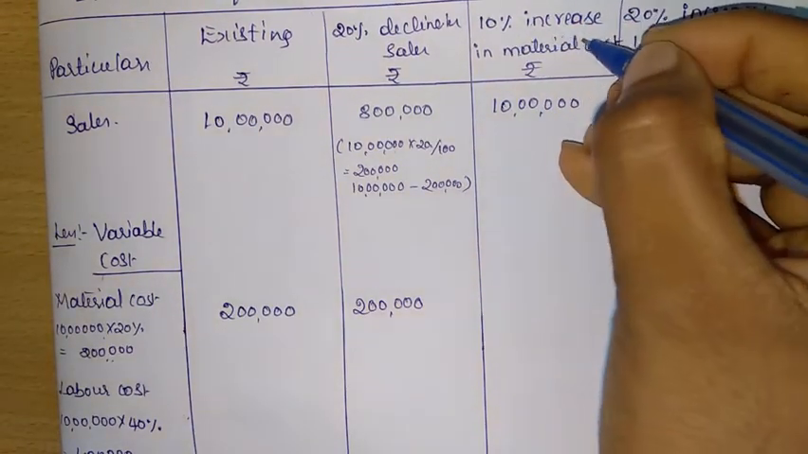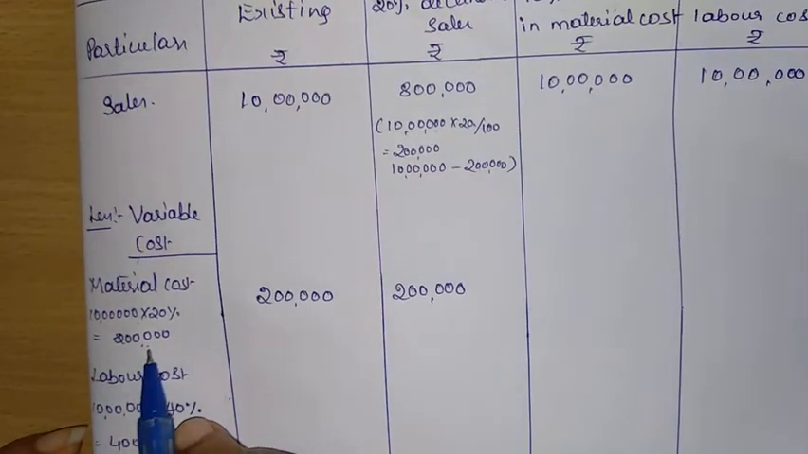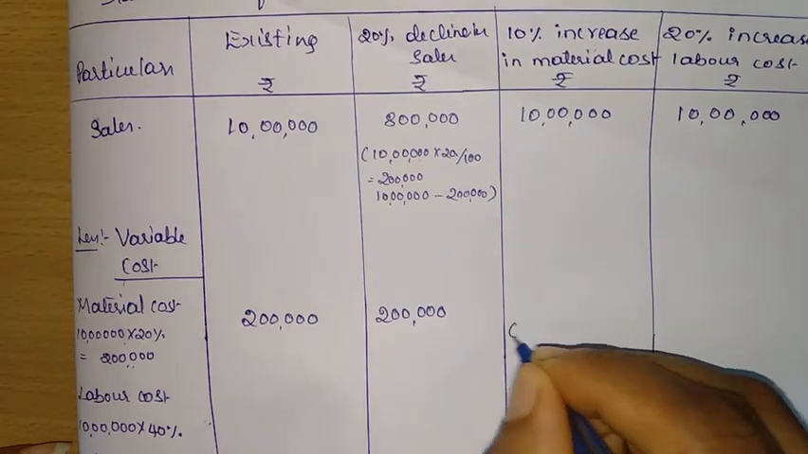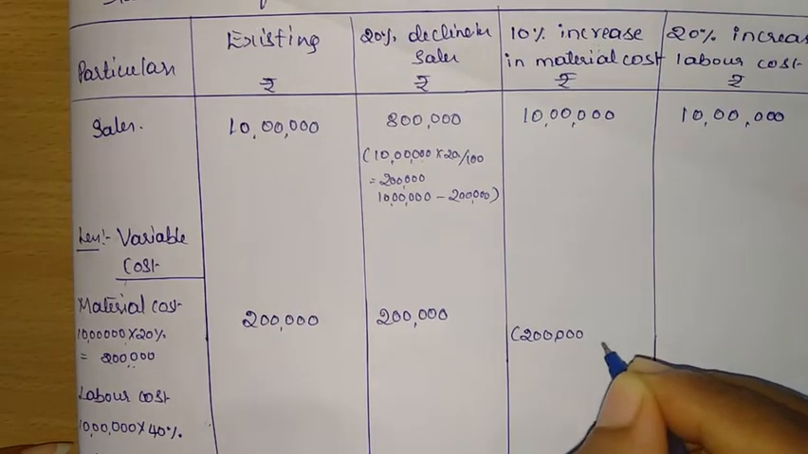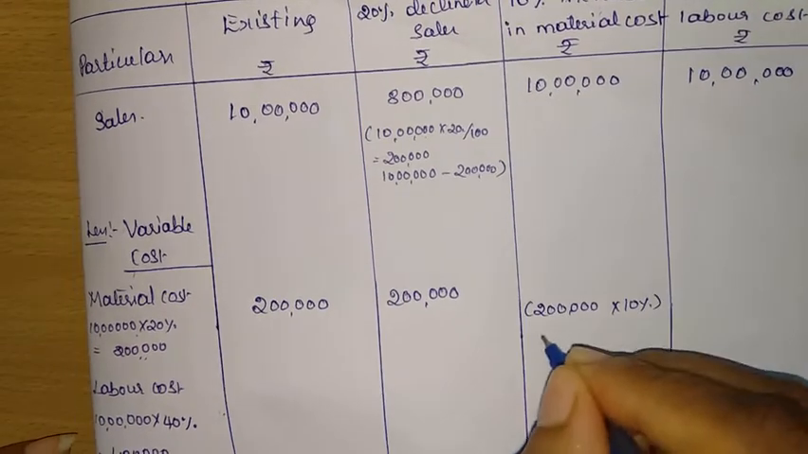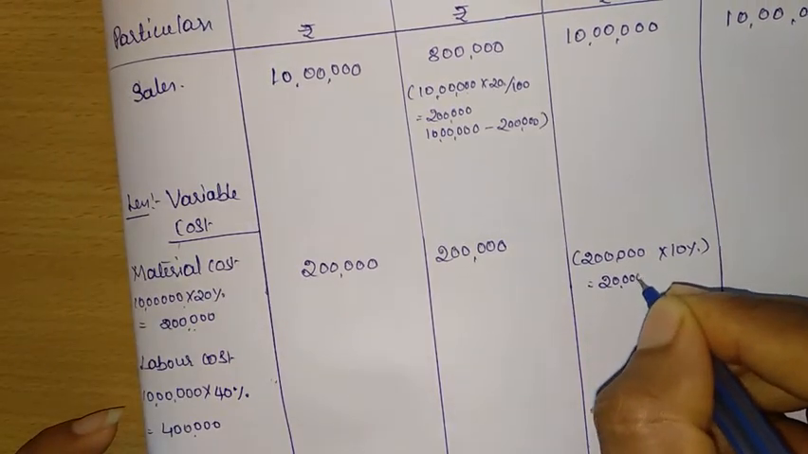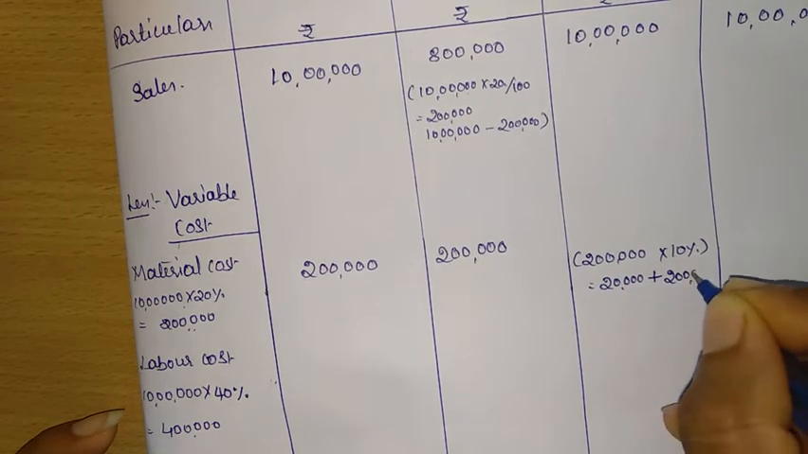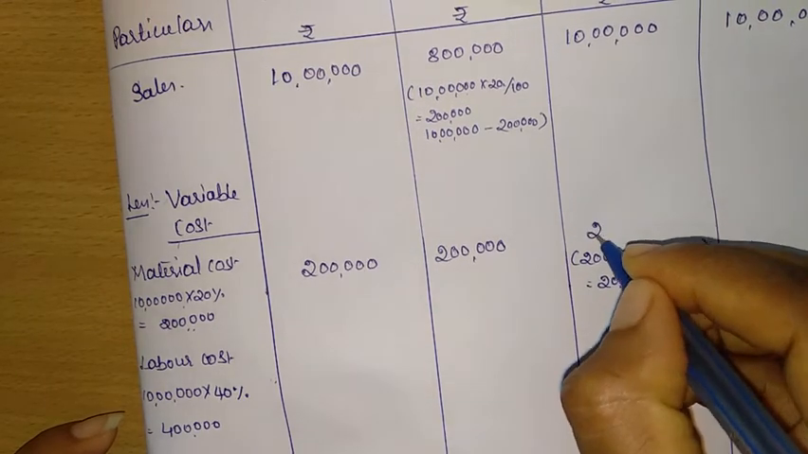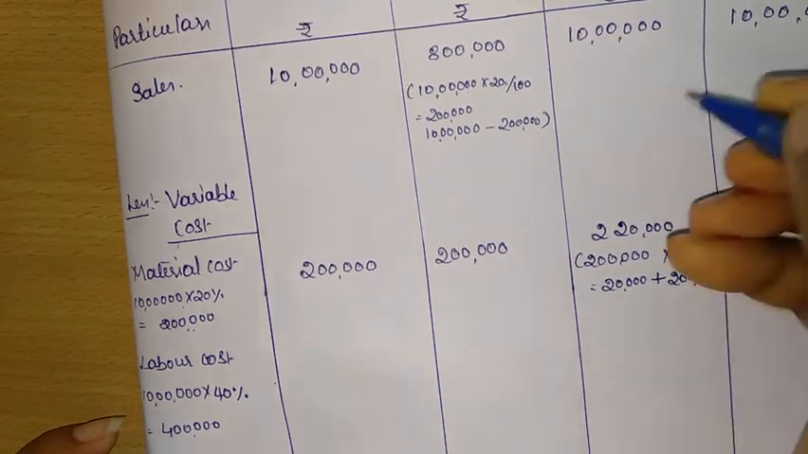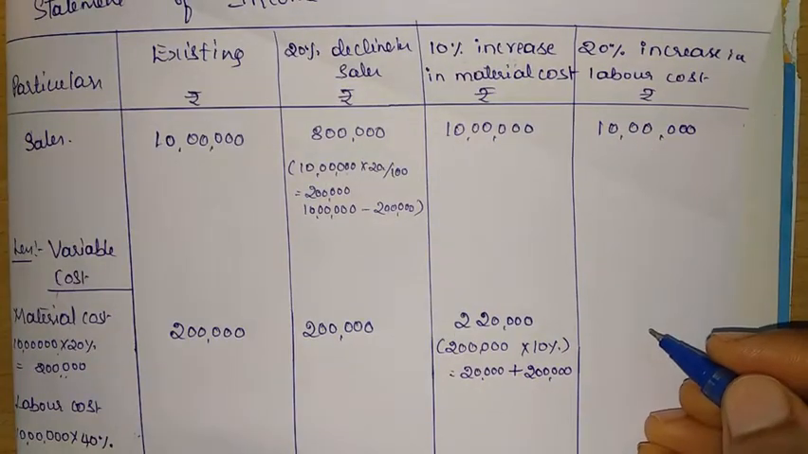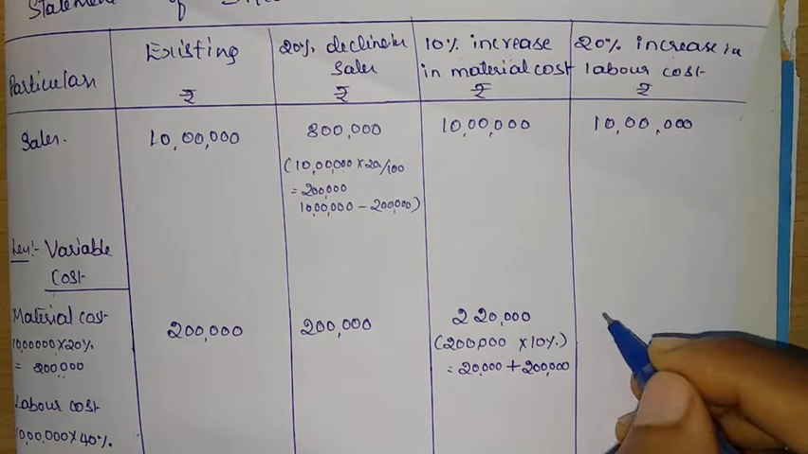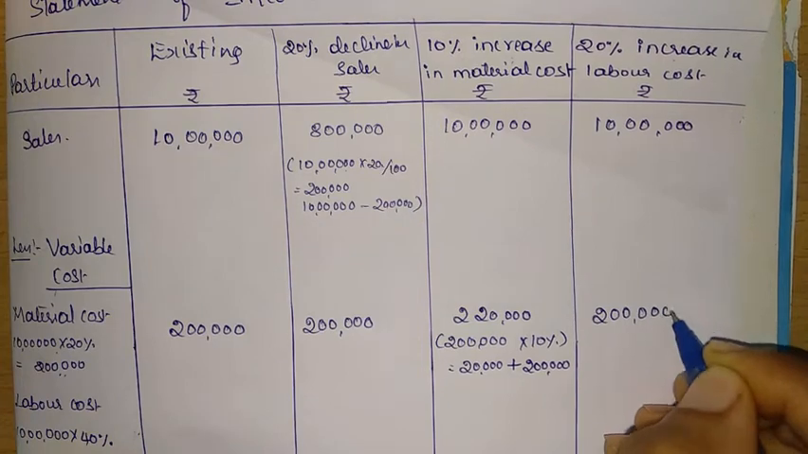Here 10% increase in material cost. So material cost is 2 lakh and it is increased by 10% in the third situation. So 2 lakh into its 10% means it is 20,000. So add the existing material cost 2 lakh. So 2 lakh 20,000 will be the material cost for third situation. And here increase is done with regard to labor cost. So no changes in material cost. It is the same 2 lakh.